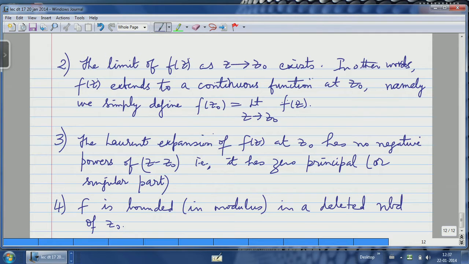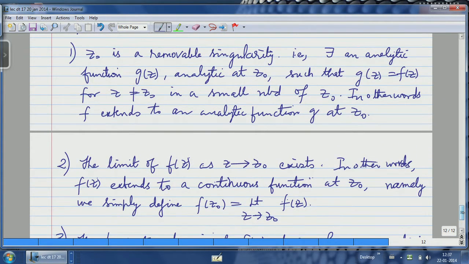Okay, so now what I'm going to do is prove that these various conditions are equivalent, and in the process help you revise some basic complex analysis. So let's look at these conditions. Let's look at conditions 1 and 2. It's very clear that 1 implies 2. If the function extends to an analytic function at that point, then certainly it extends to a continuous function at that point, because an analytic function is continuous. Differentiability implies continuity.